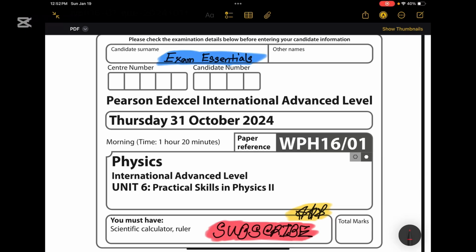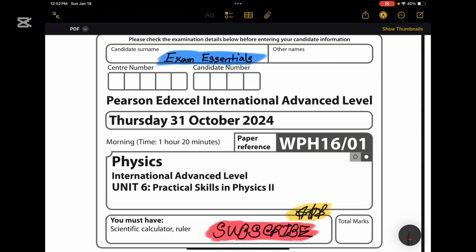So today we'll be solving the last physics Unit-6 paper for the January 2025 candidates, which will be helpful for the May 25, Jan 26 and October 25 candidates as well. So without wasting any more time, let's get started.